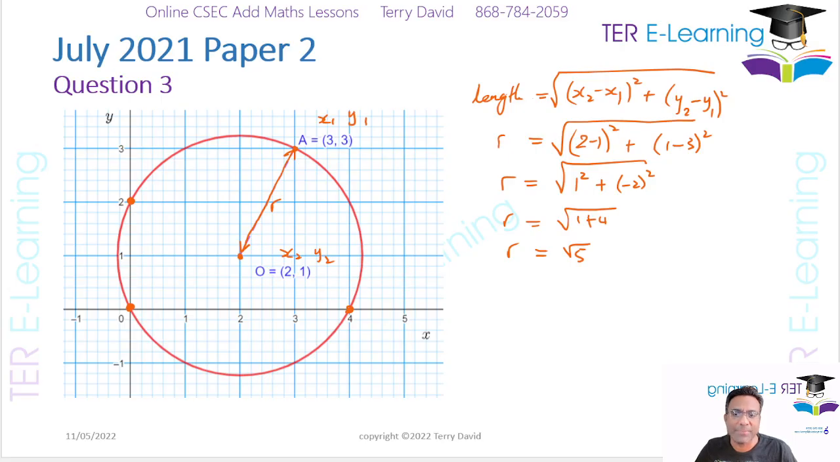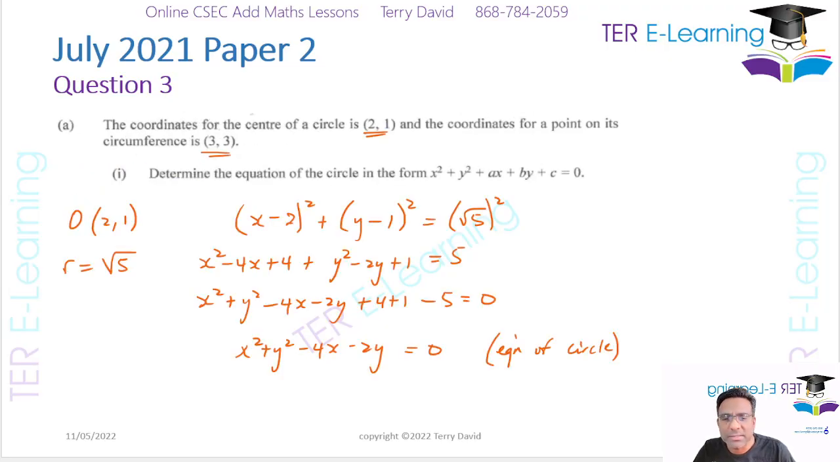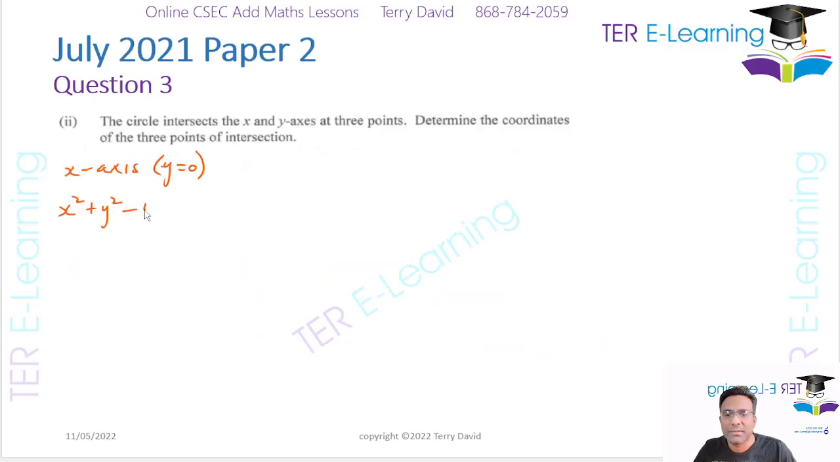We're going to actually use the fact that on my x-axis y is equal to 0, and using the fact that on the y-axis x is equal to 0. So that's what I'm going to do. So let's start. So for your x-axis, y is equal to 0 for here. So the equation of the circle was x squared plus y squared minus 4x minus 2y is equal to 0.